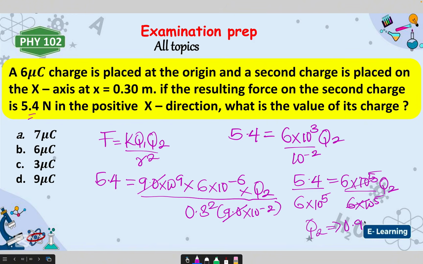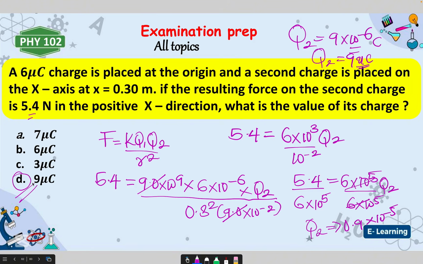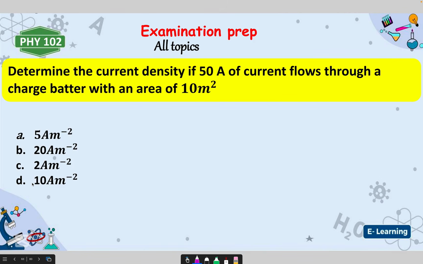Which will give us 0.9. When this one crosses up, it becomes times 10 raised to the power of minus 5. So your Q2 would be equal to 9 times 10 raised to the power of minus 6 coulomb. Minus 6 coulomb is microcoulomb, so Q2 will be 9 microcoulomb, which is option D as the correct answer to that question. Is that okay? Let us see the next one.